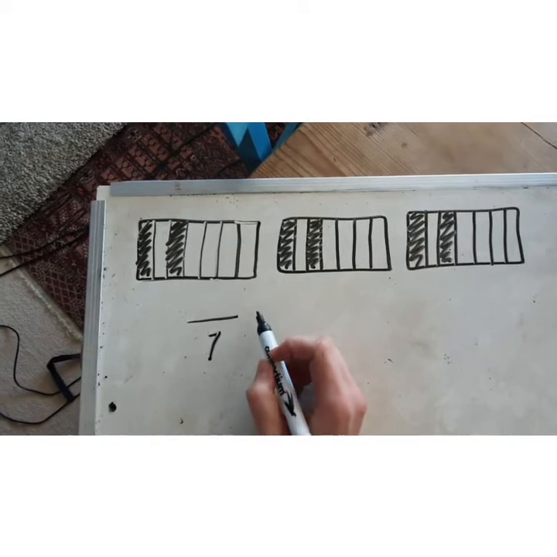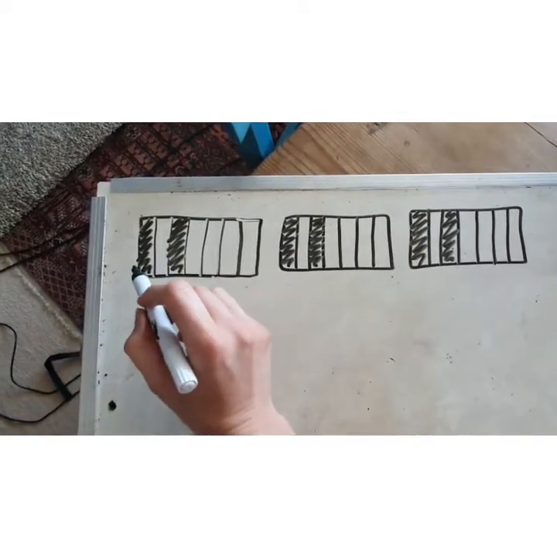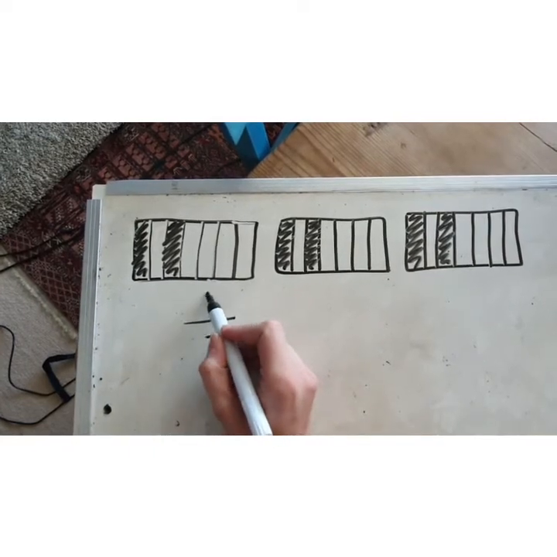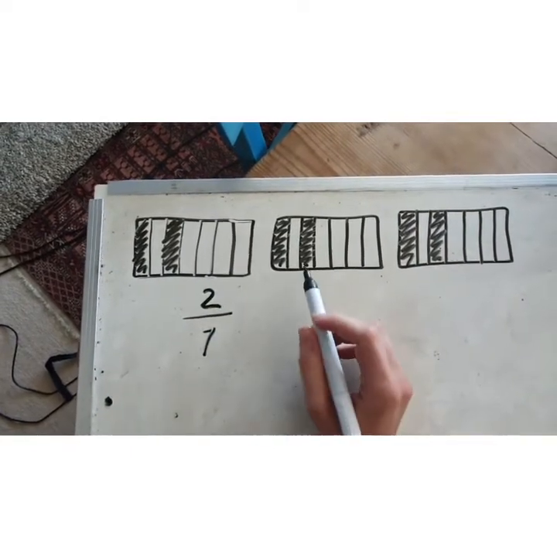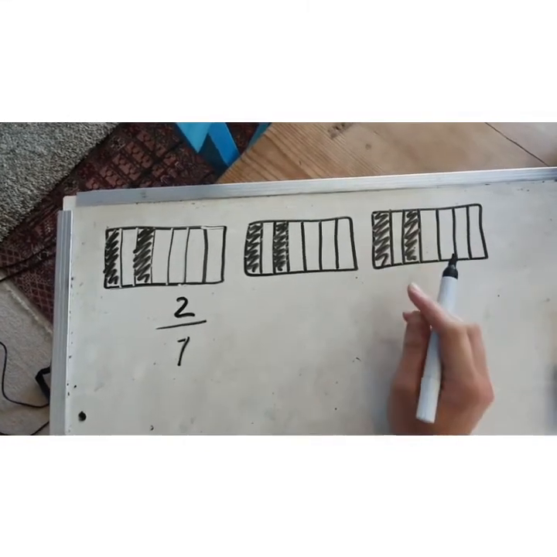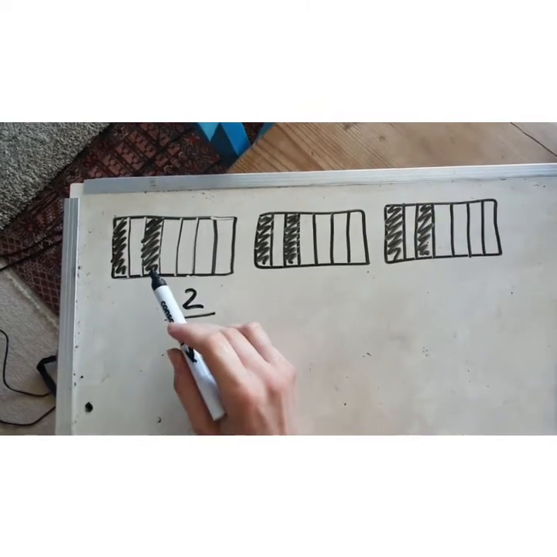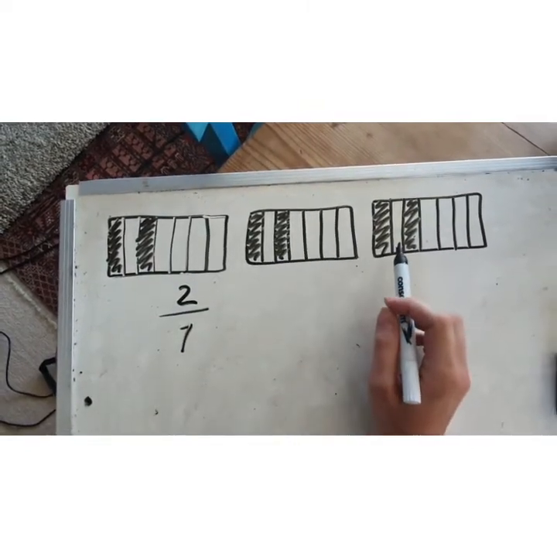How many has been shaded in each whole rectangle? 1, 2 parts. So this rectangle shows 2/7. This rectangle shows 2/7. And this rectangle shows 2/7. Now, what is the calculation showing? It's shown that this is repeated 3 times.